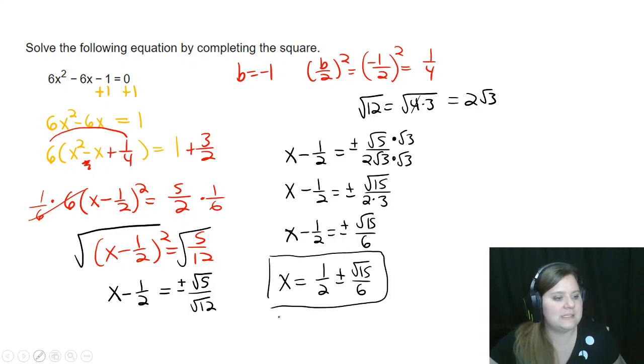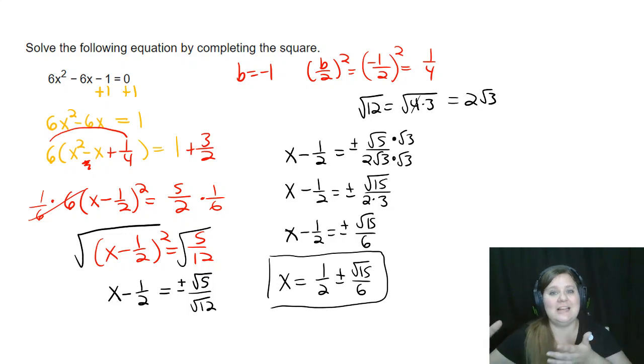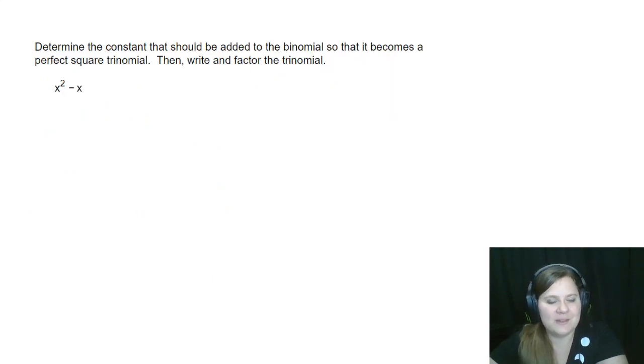So don't forget, if you got a similar problem or a similar answer, but it wasn't rationalized, just make sure to rationalize your answer. All right, let's try a few more practice problems.